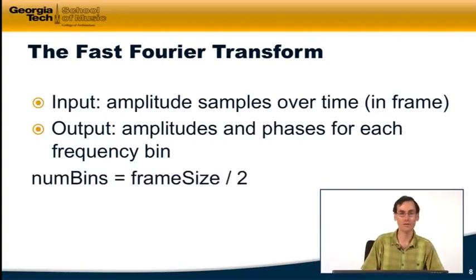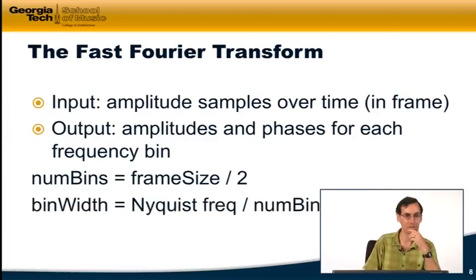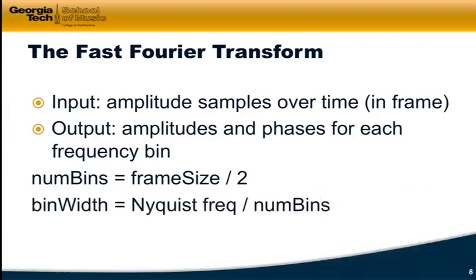There are some simple ways to calculate how the algorithm does this. My number of frequency bins is half of my frame size. And the width between each of these bins, from one to the next, is my Nyquist frequency, the highest frequency I can represent at my sampling rate, divided by my number of bins. So let's work through an example here just to make sure this is totally clear.